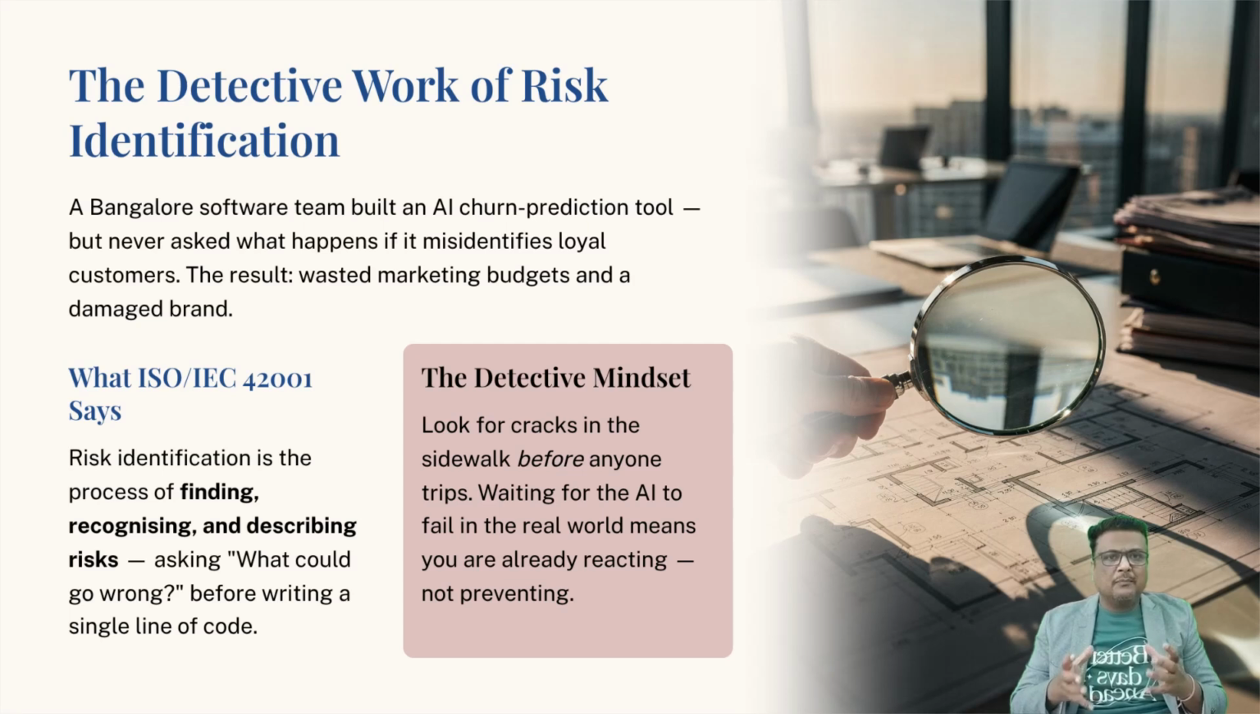A software team in a bustling office in Bangalore once built an AI tool to predict customer churn. But they never stopped to ask what would happen if the AI started identifying loyal customers as likely to leave just because they were browsing the site at odd hours. The AI started aggressively sending discount coupons to people who didn't need them, costing the company a fortune in wasted marketing budgets and eroding their premium brand image.